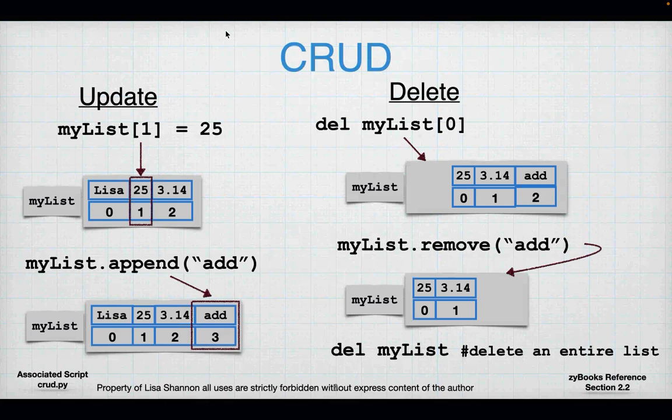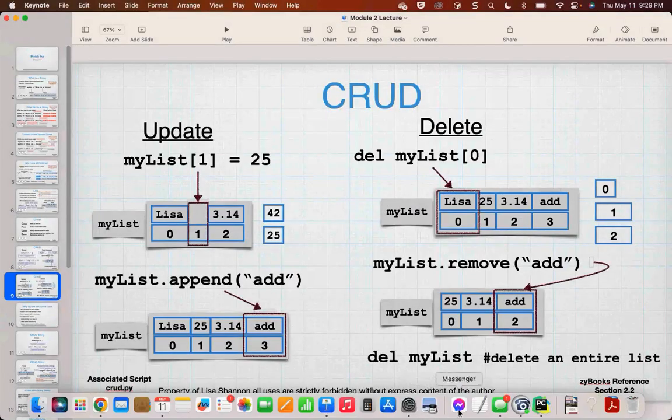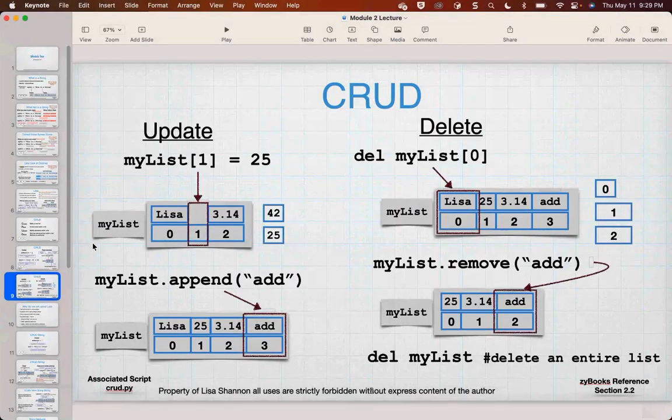Then I can also delete an entire list. Del is the keyword, and in this case I'm saying del my list without the brackets, and it's going to remove everything. So remove the whole thing from memory. My list won't exist anymore. Let's take a look. Any more questions? No. Okay.